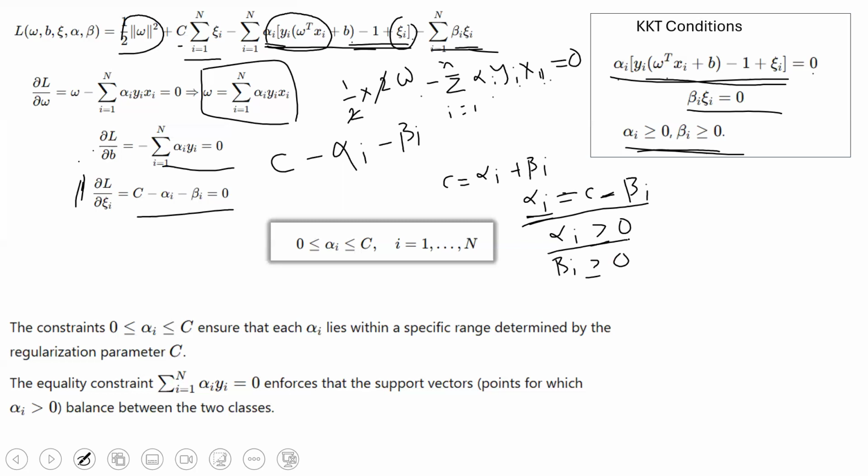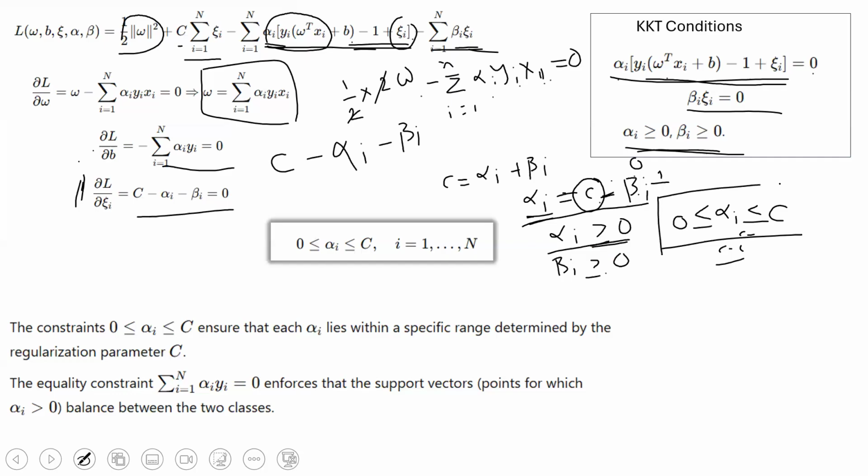So now alpha I values will fall between 0 less than or equal to alpha I less than or equal to C, because the minimum value of beta is 0, right? When beta is equal to 0, alpha is equal to C. So the maximum value possible for alpha is equal to C, and as beta is increasing, let's say beta is equal to 1, this C value will become C minus 1, C minus 2, something like that.